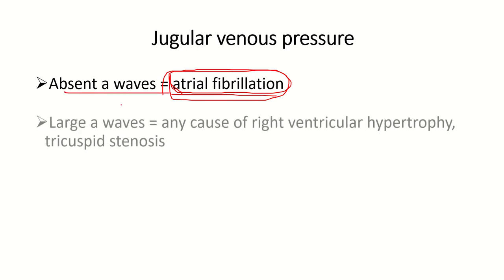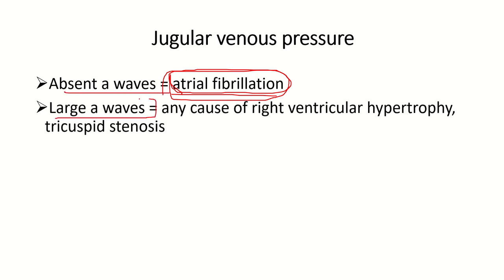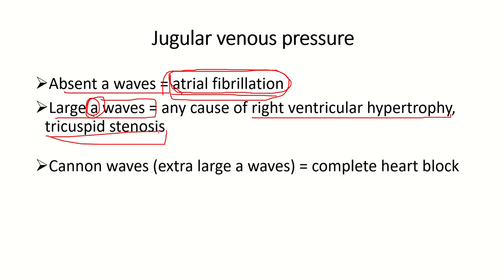And here we can see the large A wave, that means right atrial pressure increases due to any cause. Here we can see right ventricular hypertrophy. In case of right ventricular hypertrophy, right ventricular pressure increases and less blood enters into the right ventricle from the right atrium. In this condition there is a large A wave. And also in tricuspid stenosis, less blood leaves the right atrium, so more blood stays in the right atrium and right atrial pressure increases.